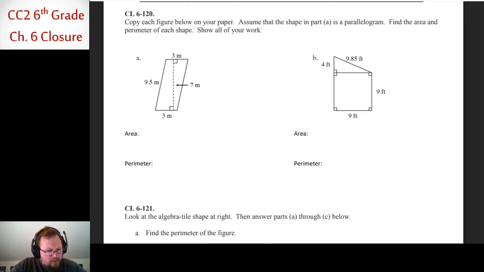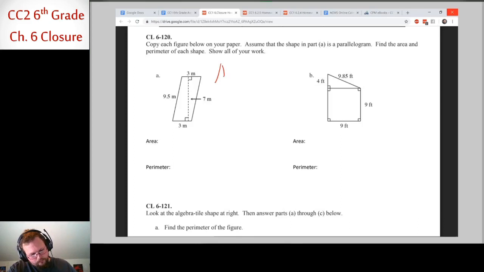So on this first one, it does say to find the area and the perimeter, and it is a parallelogram. If you have the formula for area of a parallelogram still with you, it will be in your foldable. If not, it is simply the area is equal to the base times the height. And in this case, your base is 3 because it is a length across the bottom. And then the height is not this slanty bit of 9.5.